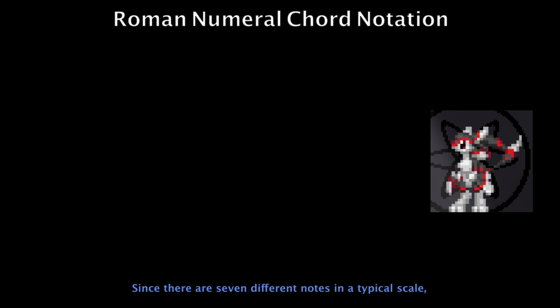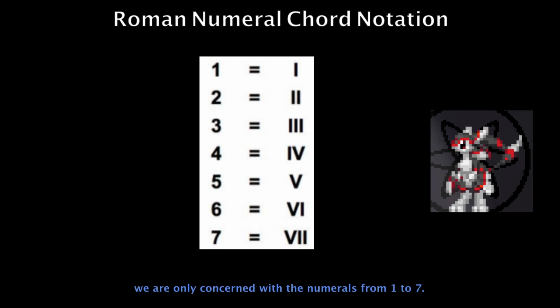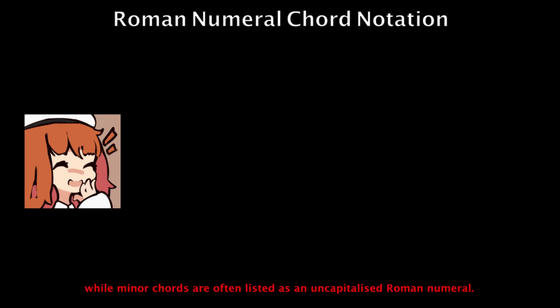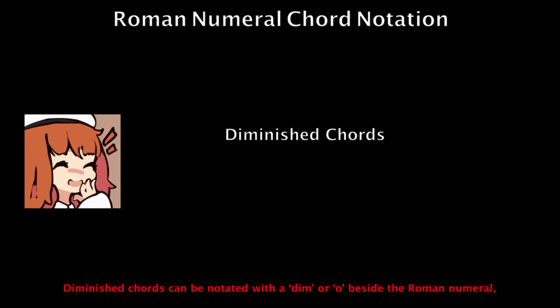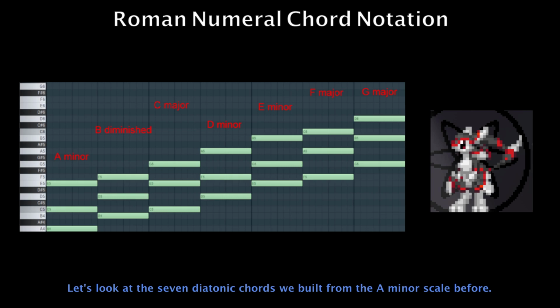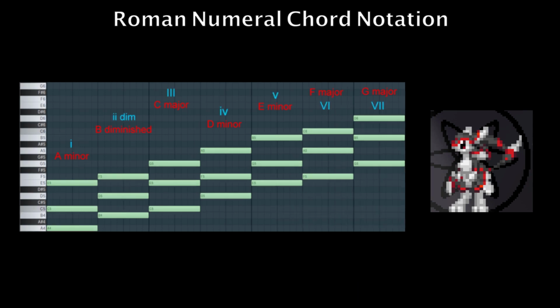Since there are 7 different notes in a typical scale, we are only concerned with the numerals from 1 to 7. Major chords are often listed as a capitalized Roman numeral, while minor chords are often listed as an uncapitalized Roman numeral. Diminished chords can be notated with a dim or the diminished symbol beside the Roman numeral, and augmented chords can be notated with an aug or a plus beside the Roman numeral. Let's look at the 7 diatonic chords we built from the A minor scale before. In Roman numeral chord notation, they would look like this.